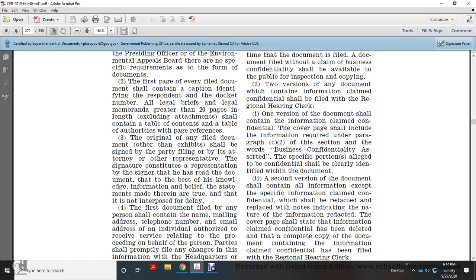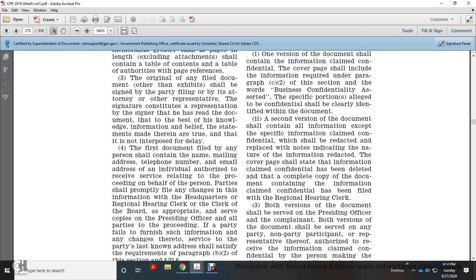The information claimed confidential shall be redacted, replaced by notes indicating the nature of the information redacted, and the cover page shall state that the information claimed confidential has been deleted. The cover page shall also state that the complete document containing the information claimed confidential has been filed with the regional hearing clerk.